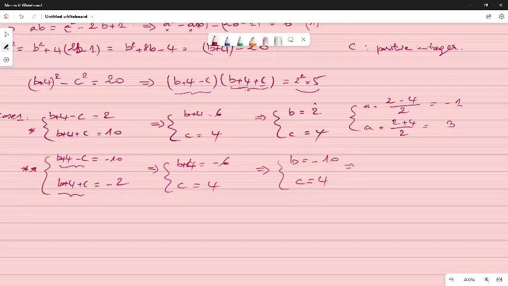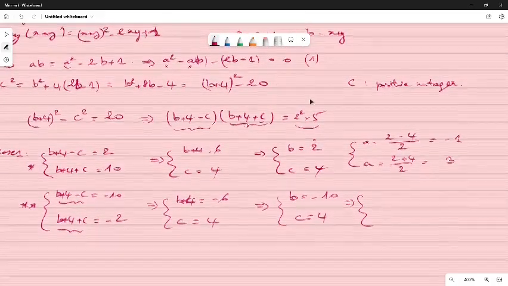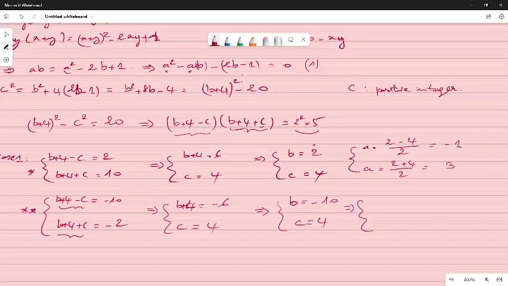This implies, if we go to the previous equation, equation 1, this quadratic, we get a equals b minus c divided by 2, or a equals minus 10 plus 4 divided by 2, and this one equals minus 7, and this one equals minus 6 over 2, which is minus 3.